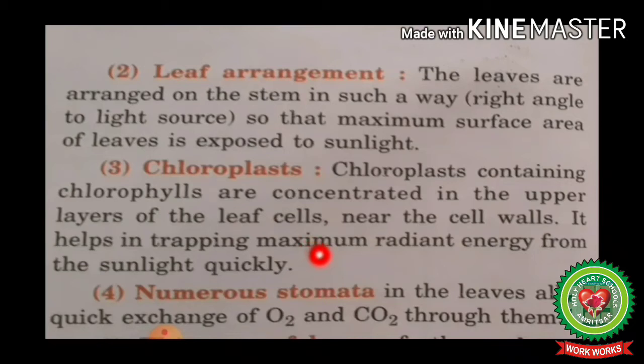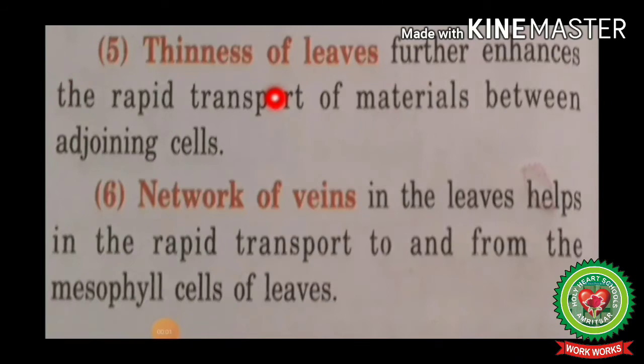Next is numerous stomata. Numerous stomata in the leaves allow quick exchange of oxygen and carbon dioxide through them. Thinness of leaves. Thinness of leaves further enhances the rapid transport of materials between adjoining cells. Network of veins. Network of veins in the leaves helps in the rapid transport to and from the mesophyll cells of leaves.